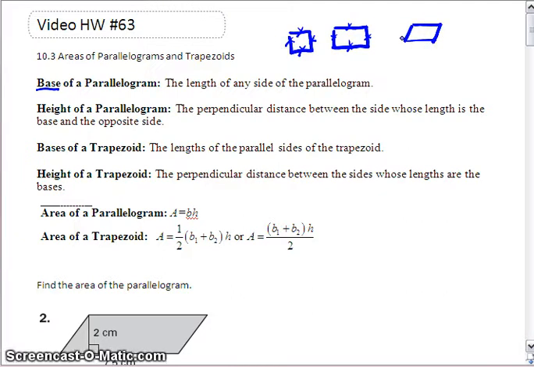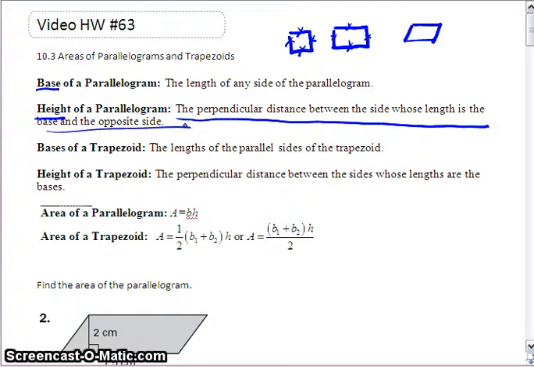What's important, once you define the base, is how you go about defining the height of your parallelogram. The height is always perpendicular to the distance between the sides whose length is the base and the opposite side. So for instance, on this shape, if I decide this is my base, I need to find what's perpendicular from here to here. That would be my height.